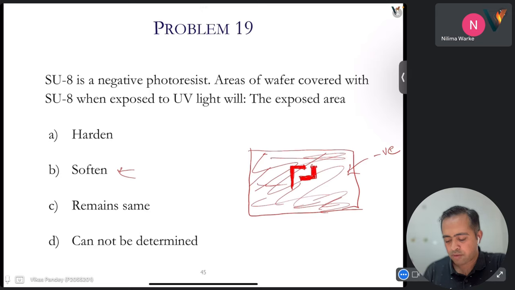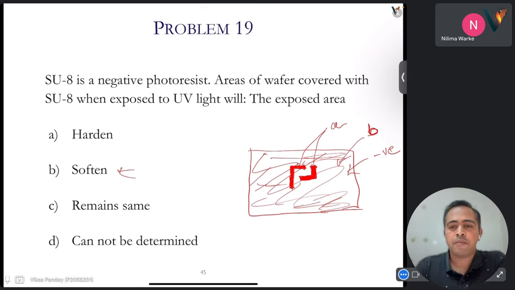So all the area except this has got exposed, right? So after this we will develop. Okay, so if it is softened, which area will get removed? The area that was under this, let me put these two as A and the other area as B. So A will be removed or B will be removed? So A will be removed, but we want to keep it, right? So no, then the answer we are not wanting anything.